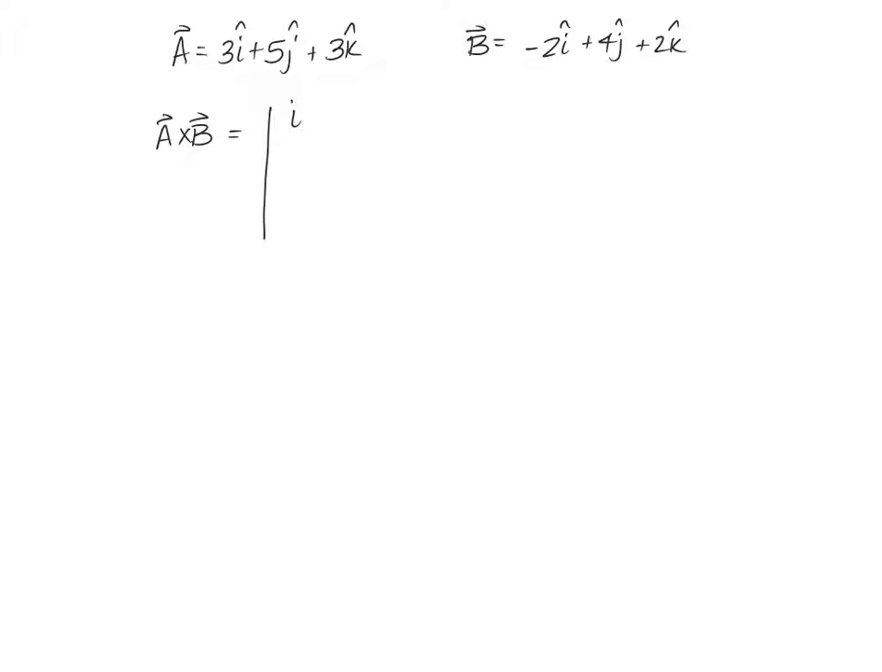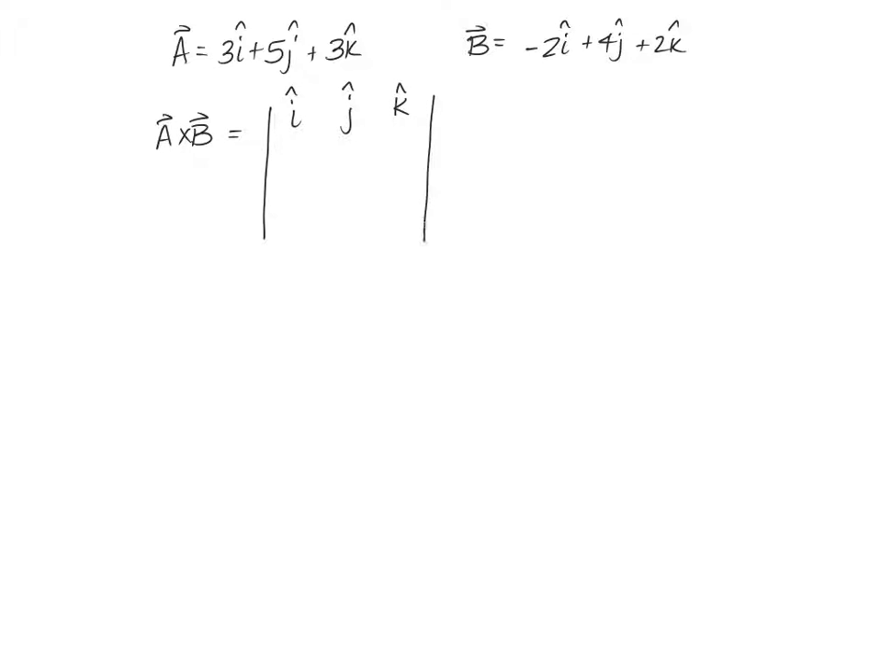Alright, so just to remind you, vector A was given to us as 3i plus 5j plus 3k. And vector B is given to us as minus 2i plus 4j plus 2k. What is A cross B? Well, it turns out that we can find A cross B by finding the determinant of this matrix.